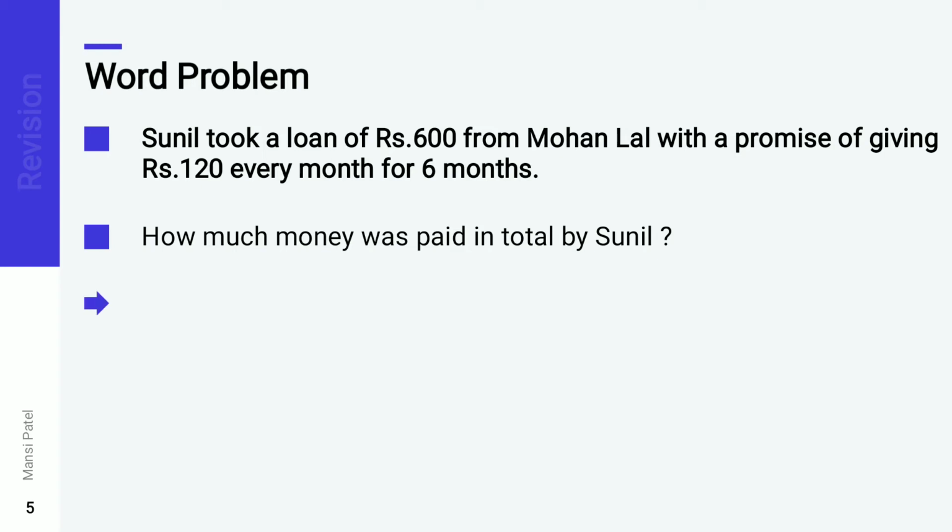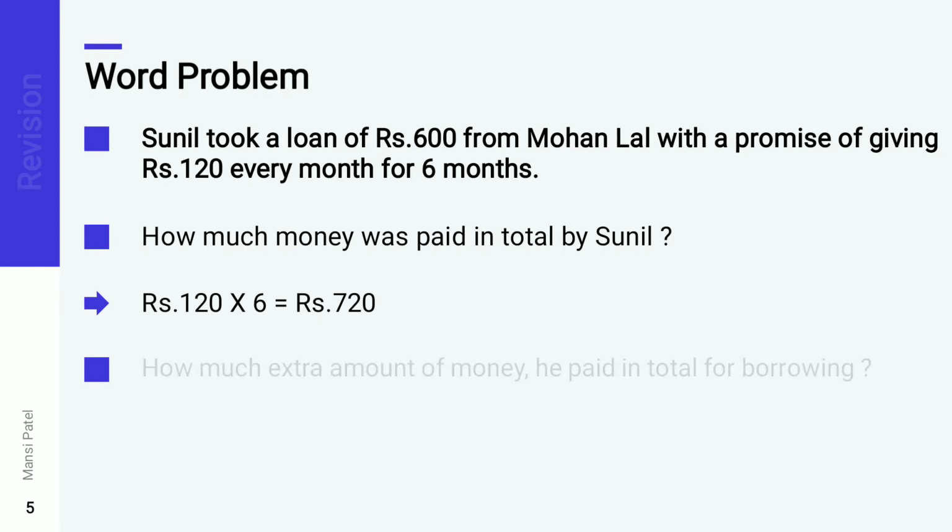So we can say that Sunil paid rupees 120 continuously for 6 months. So here we can do the multiplication directly. 120 multiplied by 6 is equal to 720. Now see, Sunil just took the loan of rupees 600, but at the time of returning this 600 rupees, instead of 600 rupees, he is paying rupees 720. So he gives some extra money to Mohanlal.